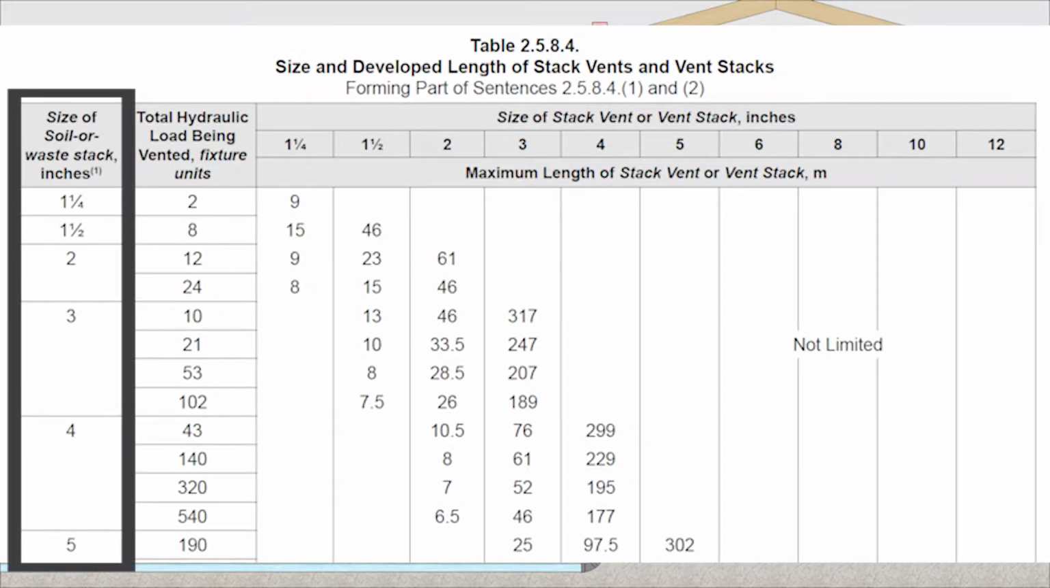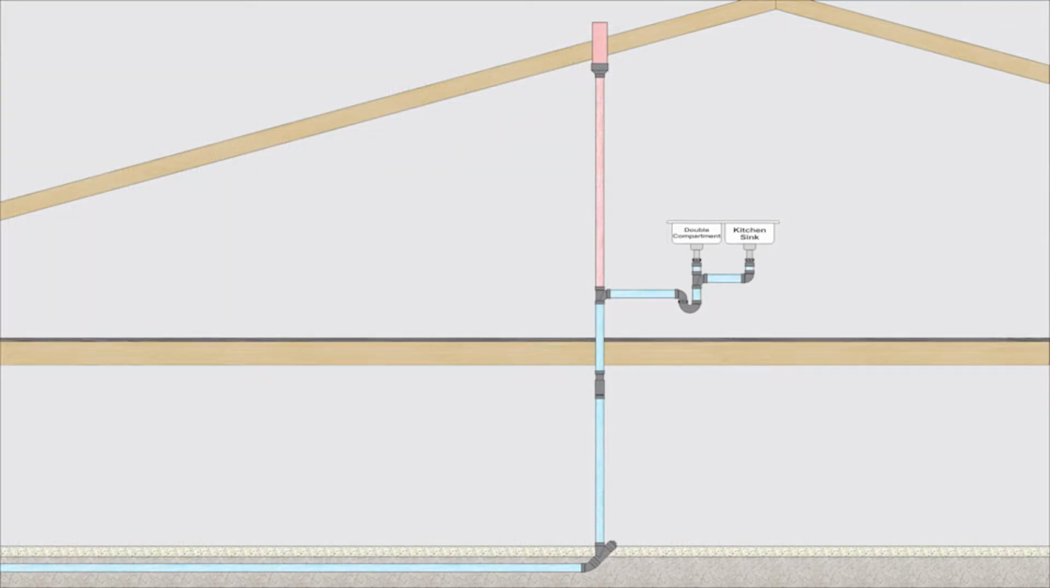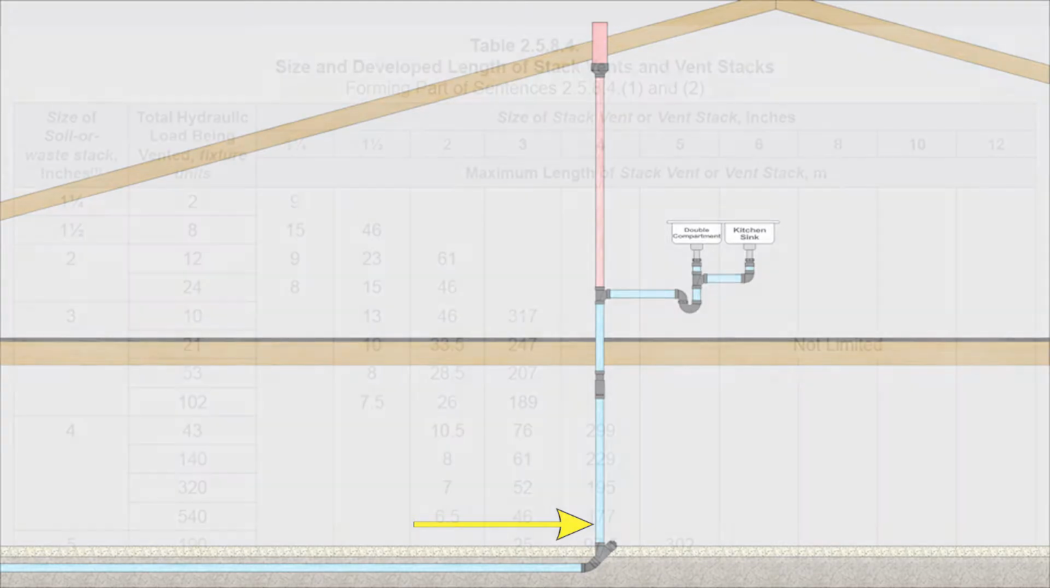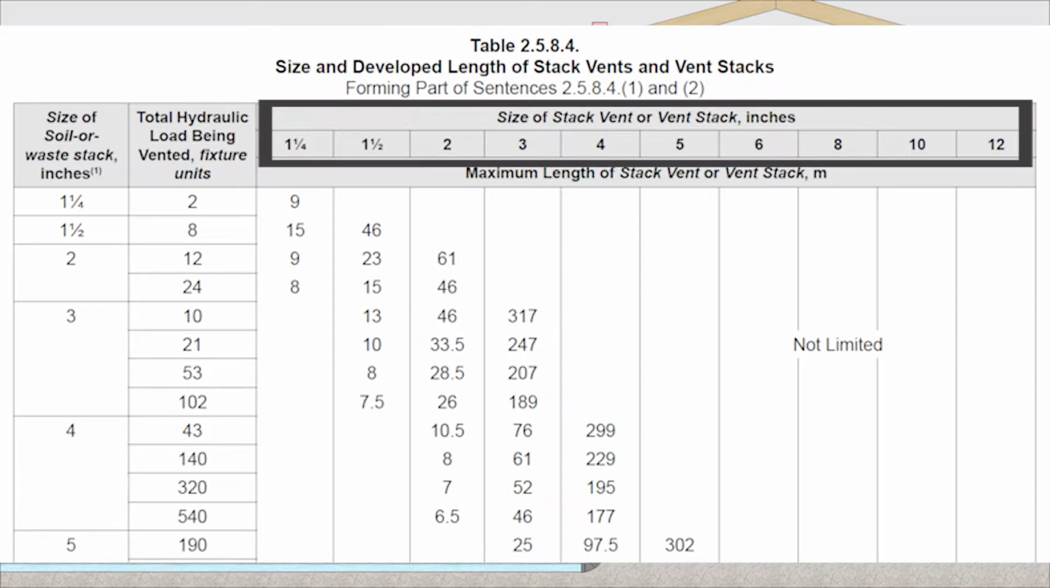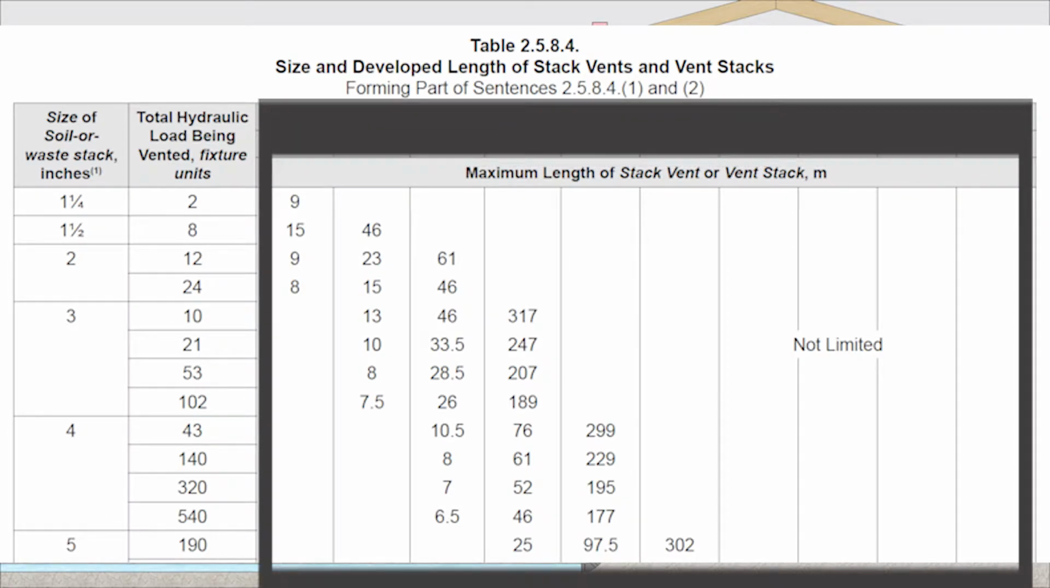Let's look at the left hand side. That is the size of soil and waste stack in inches. What this means is we're going to look at our soil and waste stack and find out how big it is at the very base or the very bottom of it. The next column is total hydraulic load being vented in fixture units. Along the top in the main body is the size of stack vent. And all those numbers in the big portion of the main body are meters of developed length.